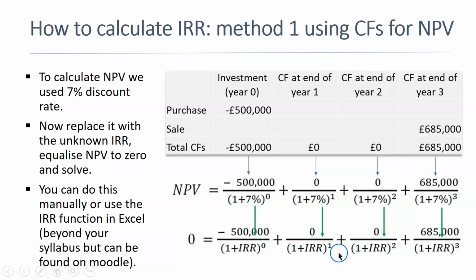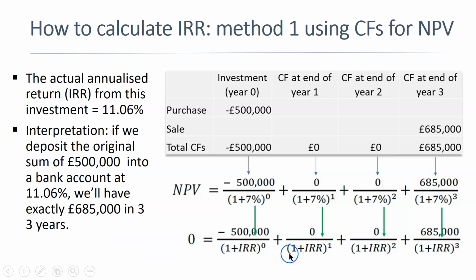Now what we can do, we simply solve this equation. It's an equation with a single unknown. We can do it manually, or we can do it in Excel. There is an Excel formula which allows us to do it quickly and easily. Calculating internal rate of return using Excel is beyond your syllabus. However, there is a separate presentation with a voiceover which explains how to do it. It's optional. If you want, you can have a look at it. It's available on Moodle. I explained there how you can do it using Excel.